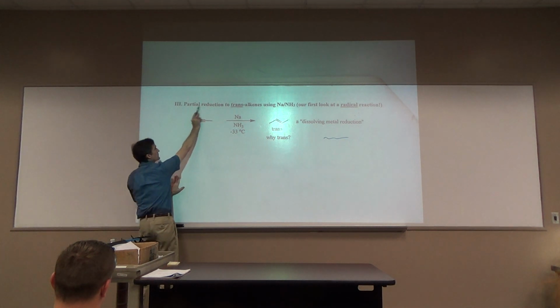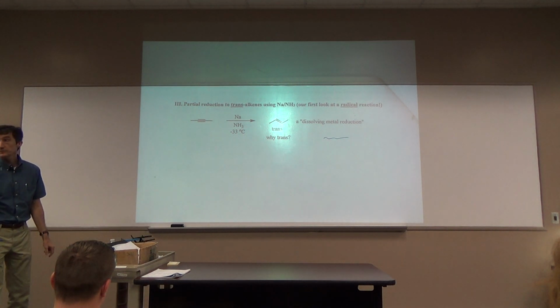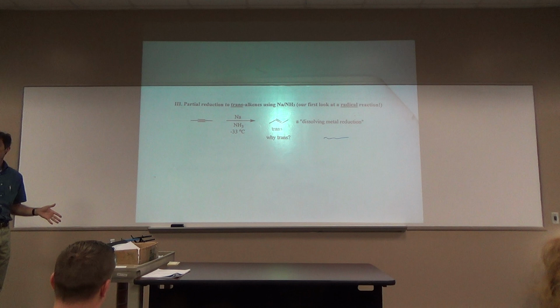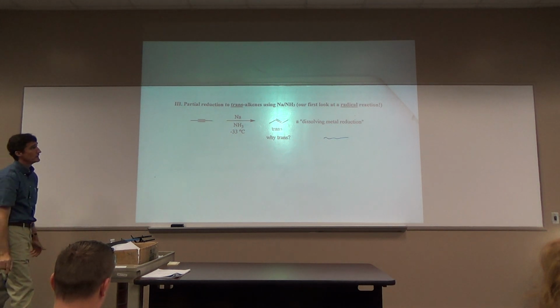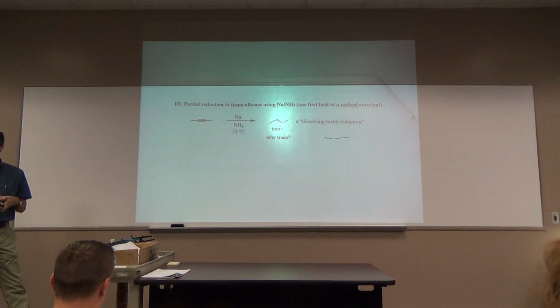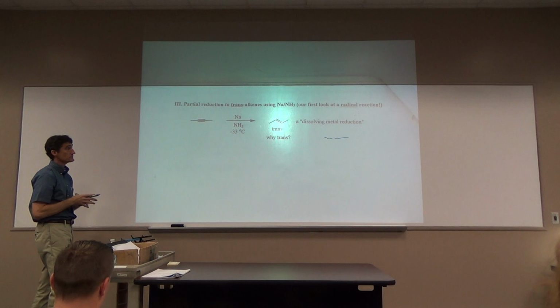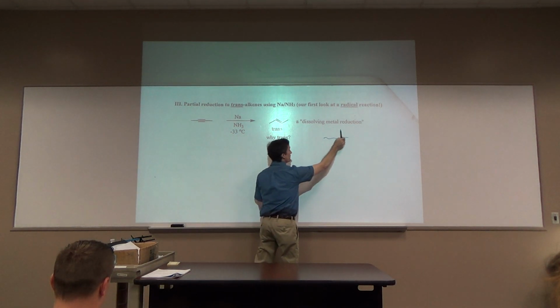Terminology. Now this is a partial reduction, right? When you use a poison catalyst, that was also a partial reduction, where we're not fully reducing. So this is a partial reduction to the trans product. And this is going to be a radical reaction. This will be our first look at a radical reaction. This is also known as a dissolving metal reduction.